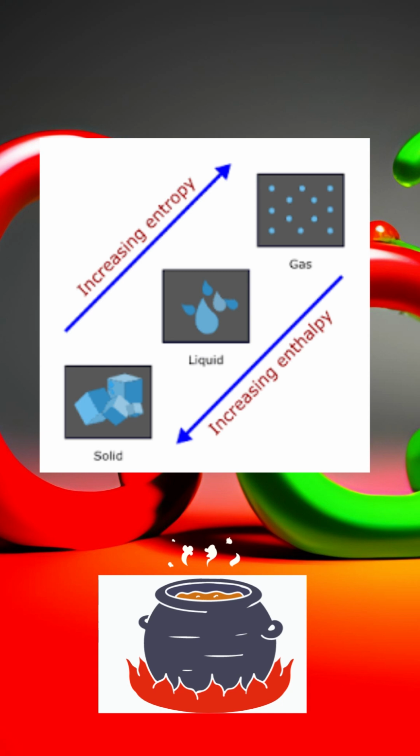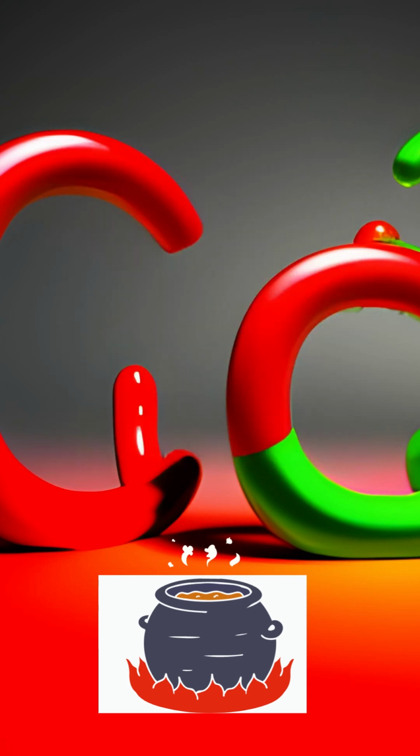Boiling water. Consider heating a pot of water on a stove. As you supply heat energy to the water, its temperature increases, and eventually, it reaches the boiling point. At this point, the water undergoes a phase transition from a liquid to a gas, steam. The enthalpy of the system increases during this process due to the heat absorbed during the phase change.